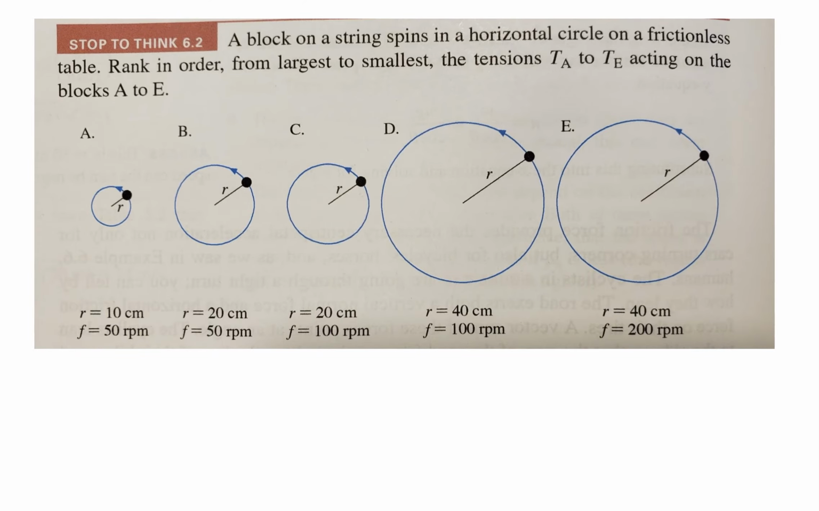Okay, the last thing we're talking about here is a block on a string that spins in a horizontal circle on a frictionless table. So this is all like the same block in these 5 different scenarios. Rank in order from largest to smallest the tensions, TA through TE, acting on the blocks A through E. Notice the numbers down at the bottom there. That's important.